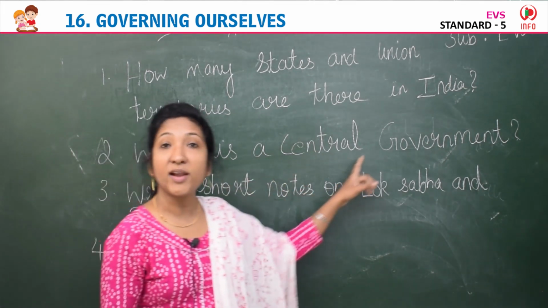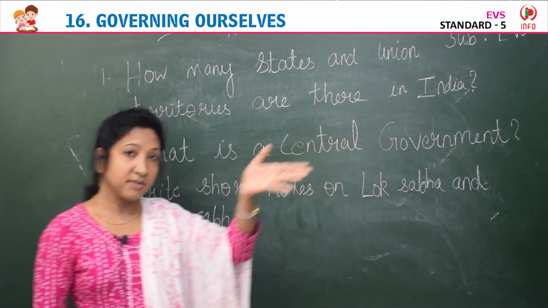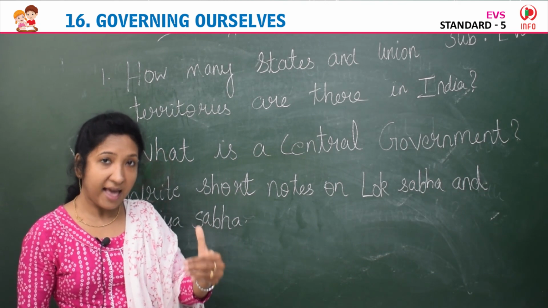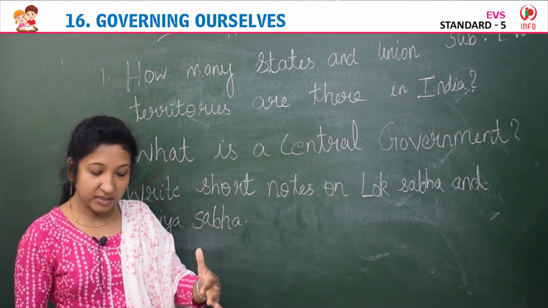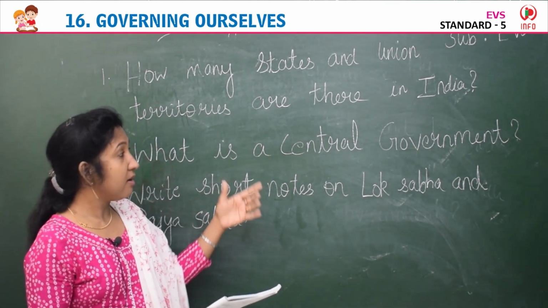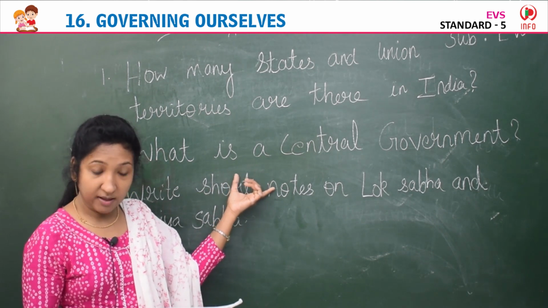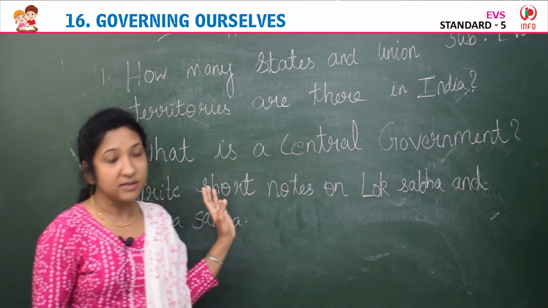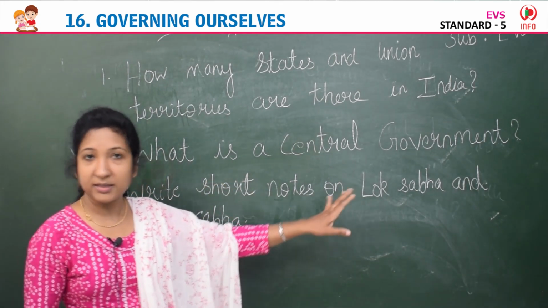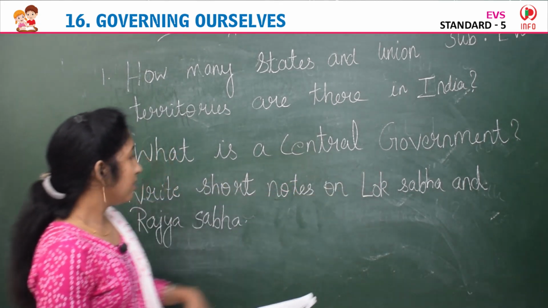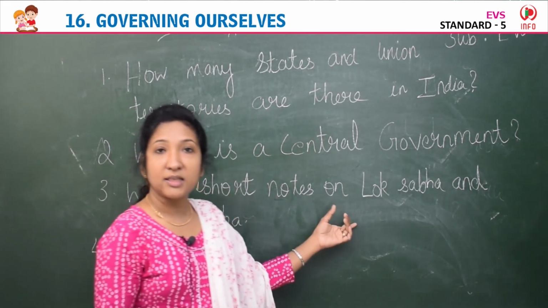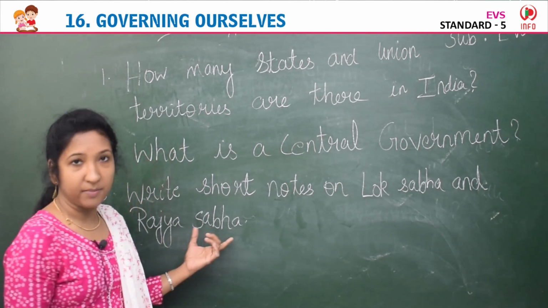What is a central government? On the lesson's second page, under the central government heading, you can see this answer. Central government is the body that makes the laws for the whole country. The law making body is called parliament. It consists of Lok Sabha and Rajya Sabha. That is the answer to this question. Now coming to the third one: write short notes on Lok Sabha and Rajya Sabha.